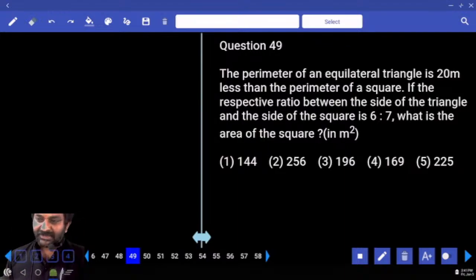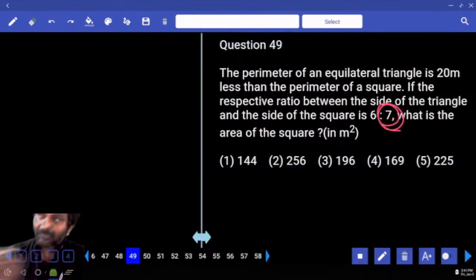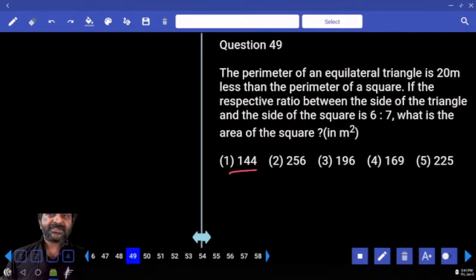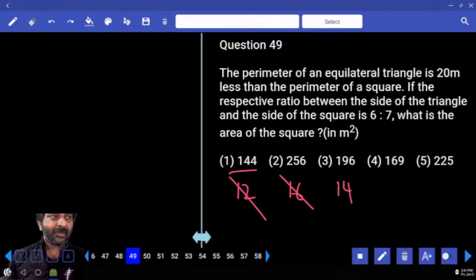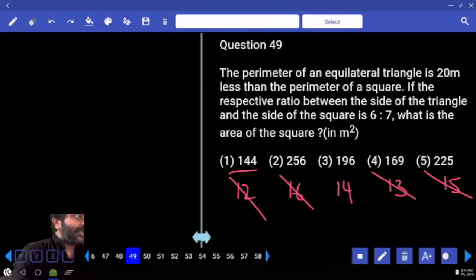Now second verification: the side of the square is equal to how many parts? Then it should be 7 square only. It may be 7 or 14 or 21 or 28. It has to be a 7 square, correct? Come on. 144, which square? No. 256, no. 196, maybe, hold it. 169, no. 225, no. Only one possibility. Third, final. You understand?